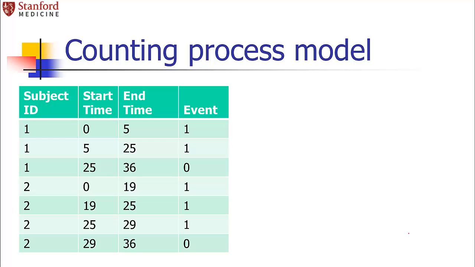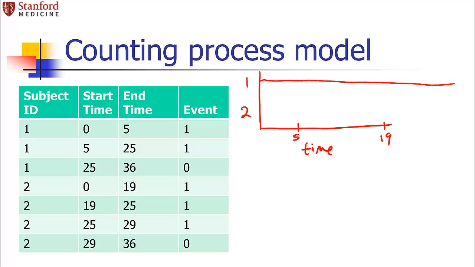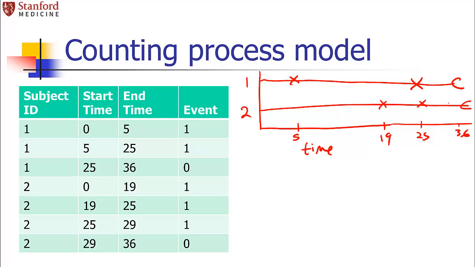So the counting process model, what would that look like in terms of the likelihood? Here's subject 1, here's subject 2, here's time, and here's, say, 5 months into the study, 19 months into the study. So person 1 is in the study. They have events at 5 months and 25 months. So 25 months would be out here. They have an event here, and they have an event here, and then they're censored 36 months into the study. Subject 2, on the other hand, was also censored at 36, but they have an event at 19 months, and then again at 25 months, and then again at 29 months.